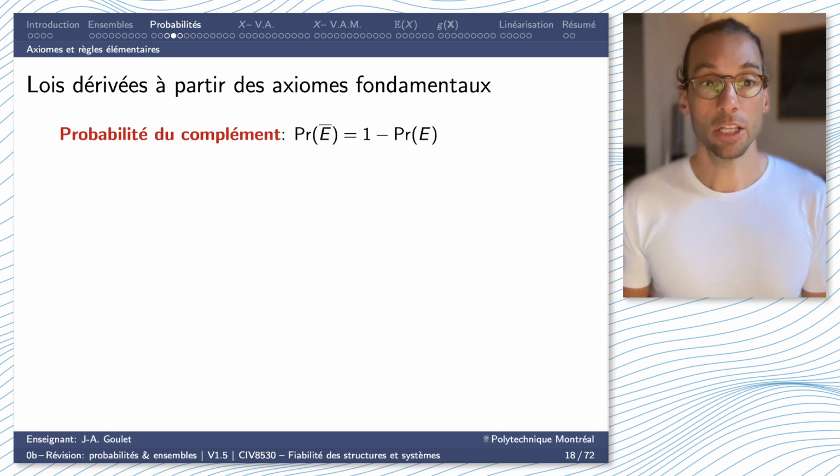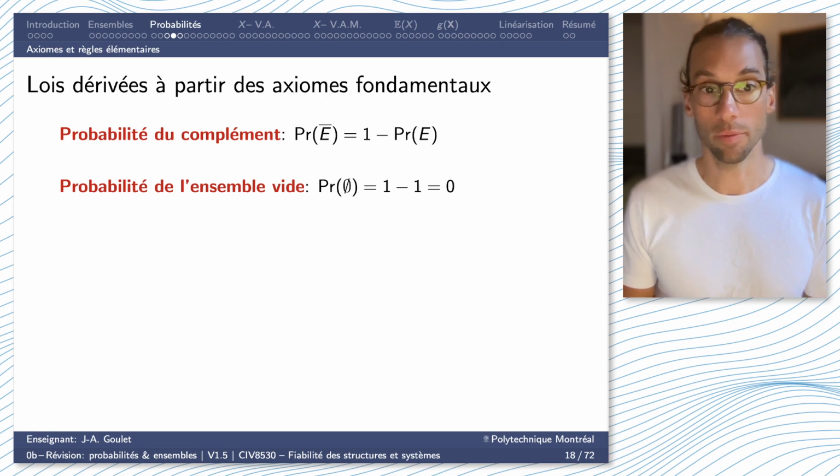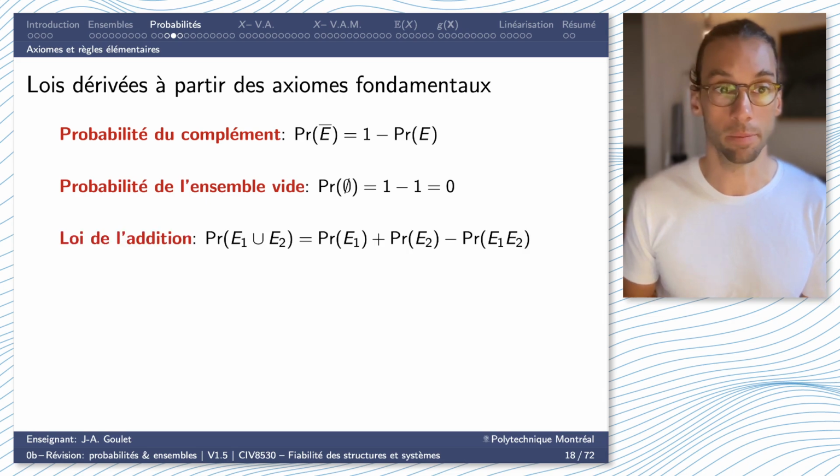We can also define the probability of a complement of an event. E is an event, E bar is its complement, and its probability is simply 1 minus the probability of the event. From this, we can see that the probability of the null ensemble is 0, because it's 1 minus the probability of the sampling space, which is by definition 1.